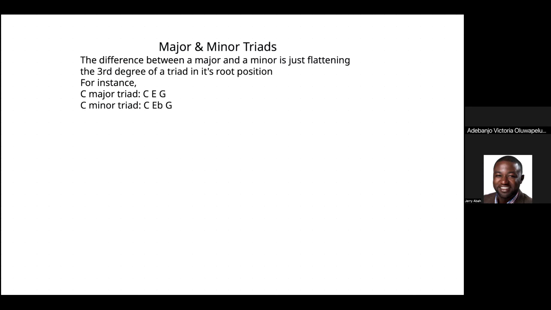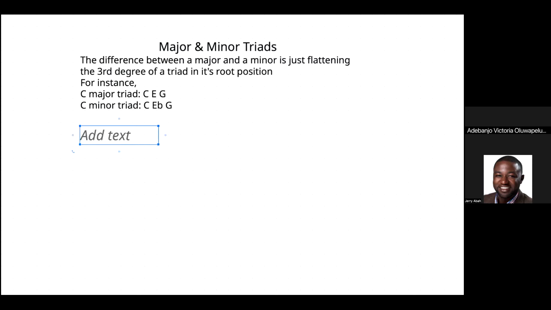So this is what you sent to me, talking about major and minor triads, the difference between them. And this is a wonderful definition that says the difference between a major and a minor triad is just flattening the third degree of a triad in its root position. So there are so many variables coming together that one needs to understand what each of these variables actually mean. That's the only way you can fully understand what this definition is saying.